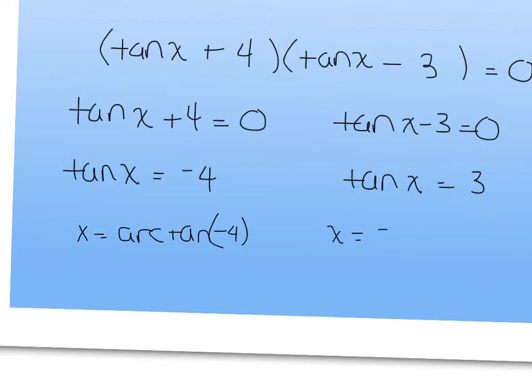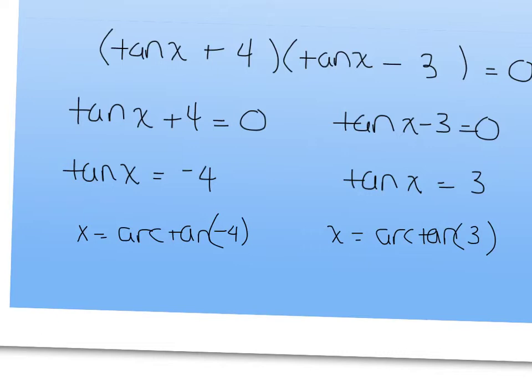And x equals arctan 3. All right, so keep in mind that we're only on the interval from 0 to 2 pi. So I'm going to use my calculator to help me at this point. Think about 0 to 2 pi as 0 degrees to 360 degrees. I don't want any negative degrees or anything above 360 degrees. So I'm going to use my calculator to help me find these solutions.